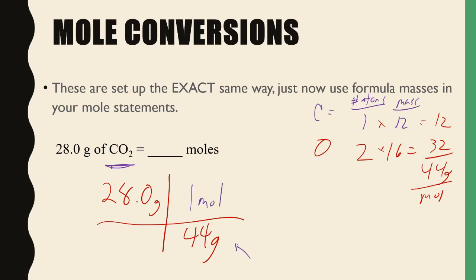So if we have 28 grams and each mole weighs 44 grams. So again, this came from the periodic table. Then we're going to divide 28 by 44 to figure out how many moles we got, and we get 0.6363. So the answer is 0.6363 moles.